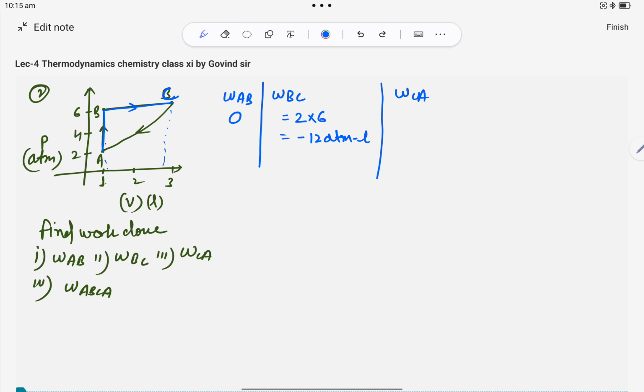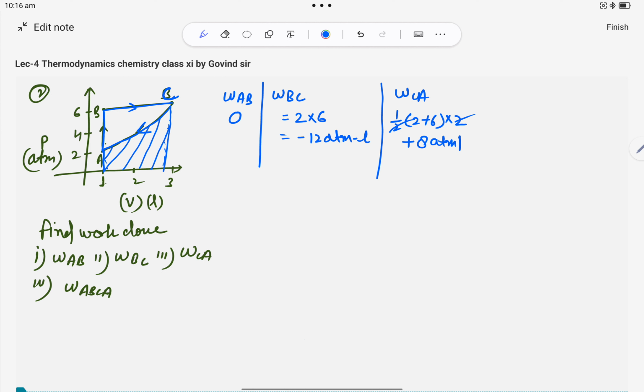W C to A, this one. So it is compression, and what area is it covering? This is again a trapezium, this area. So again 1 by 2, 2 plus 6 into 2. So 2 cancels, it is 8 atm liter. Compression, then positive.